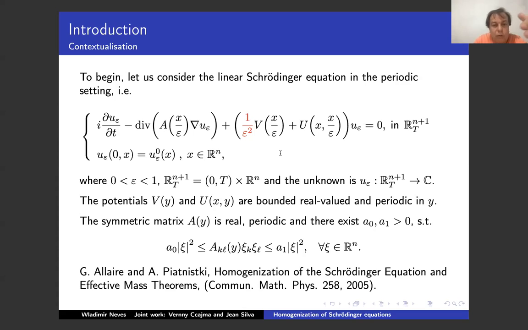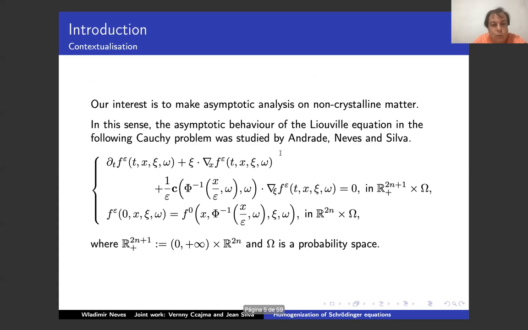So we are going to pass from this periodic setting to a much more general setting. But what would we like to do? What we would like to do is to make asymptotic analysis on non-crystalline matter. Okay, so here we put this Liouville equation, because the Liouville equation somehow is a companion equation to the Schrödinger equation.